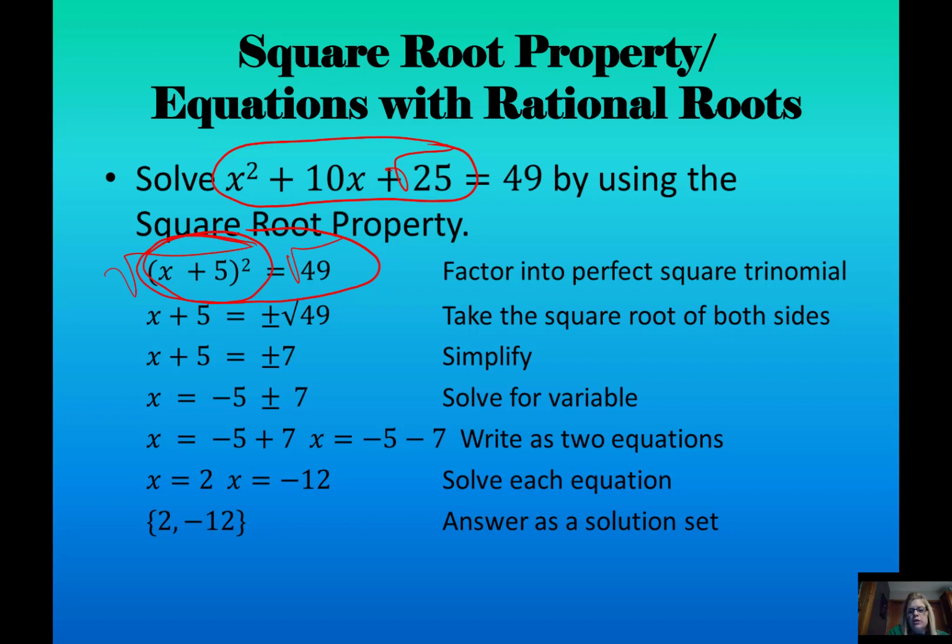I'm going to get two answers because a quadratic hits the x-axis how many times? Usually twice, which means I usually, not all the time, but usually, I'm going to have two roots. So I'd say negative 5 plus 7 is 2, and then negative 5 minus 7 is negative 12.